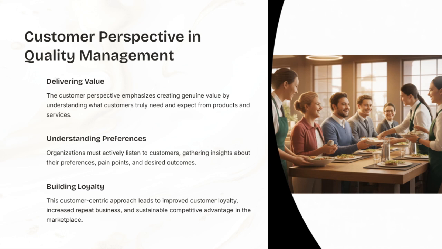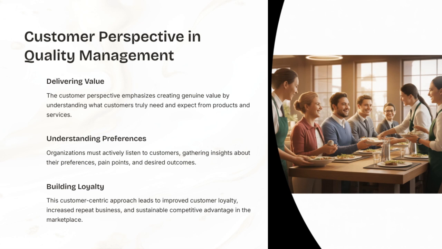Plus, by consistently putting the customer at the center of our strategies, we gain a sustainable competitive advantage. That's something that's hard for competitors to imitate. Building loyalty requires us to actively listen. We need to gather insights about what our customers prefer, what frustrates them, and what outcomes they're really seeking. This isn't just about collecting data, it's about understanding their needs deeply.